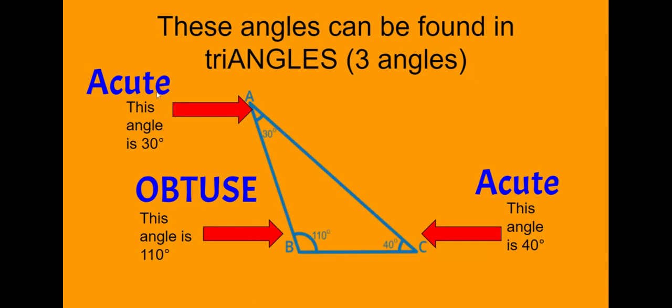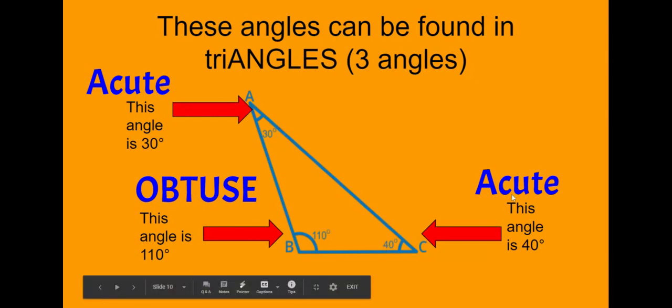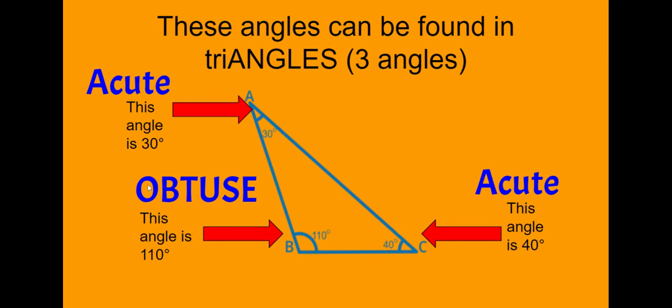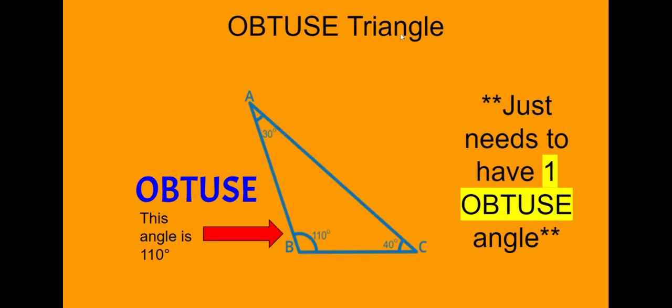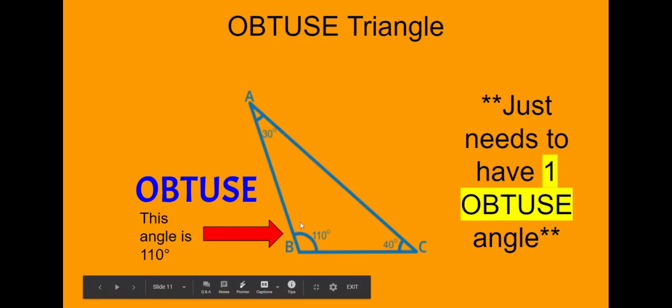So 30 degrees is an acute angle. 40 degrees is an acute angle. 110 is greater than 90, so you have an obtuse angle. Now, when you have a triangle that has at least one obtuse angle, can you think of the name of this triangle because it has one obtuse angle? If you said obtuse triangle, then you are correct. This is an obtuse triangle because it has one obtuse angle. That's all it needs to have. If it has at least one obtuse angle, then it is known as an obtuse triangle.